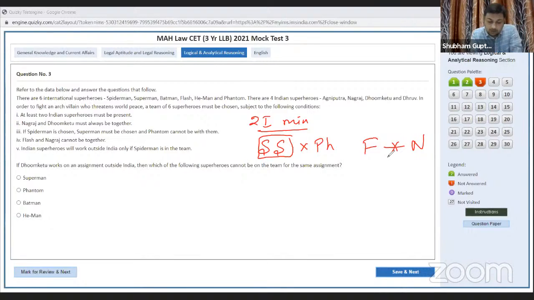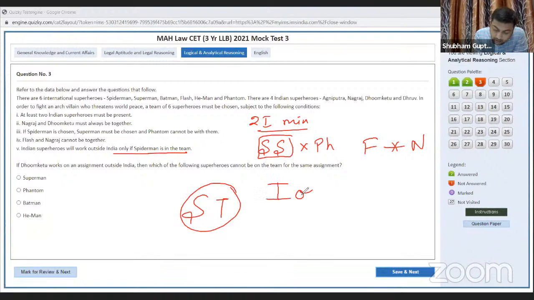And Indian superheroes will work outside India only when Spider-Man is in the team. Only if Spider-Man is in the team. So if Spider-Man is part of the team, then Indians can work outside. Correct? This is what it says. Now let's read further.